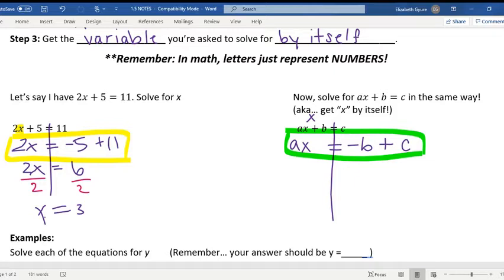Yeah, except instead of a 2, there's an A. Instead of a -5, there's a negative B. And instead of an 11, there's a C. They're the exact same thing, except you have letters here representing your numbers, okay?